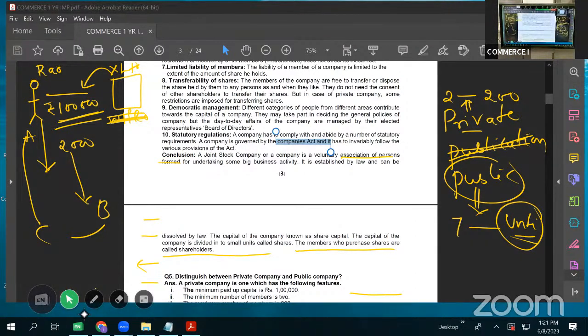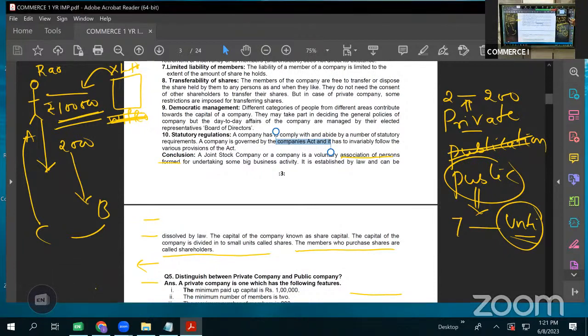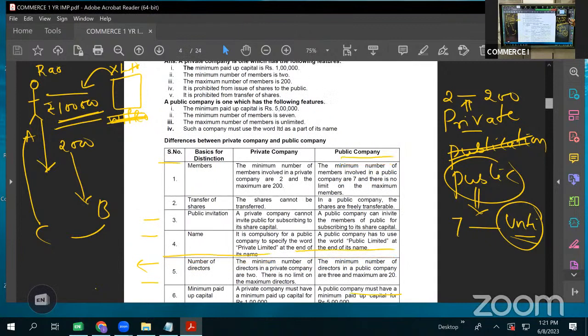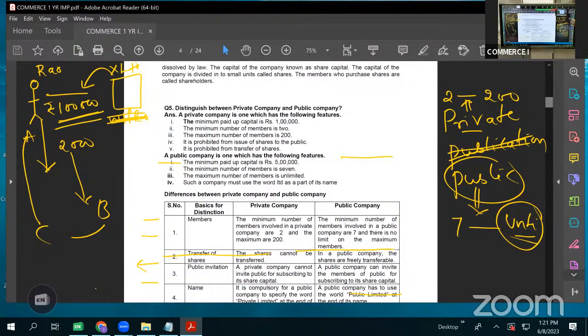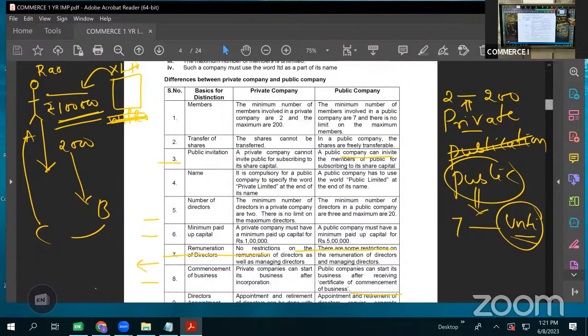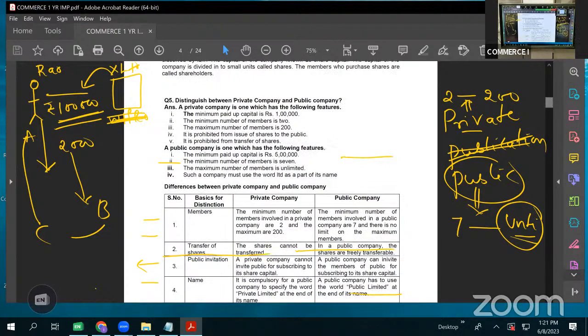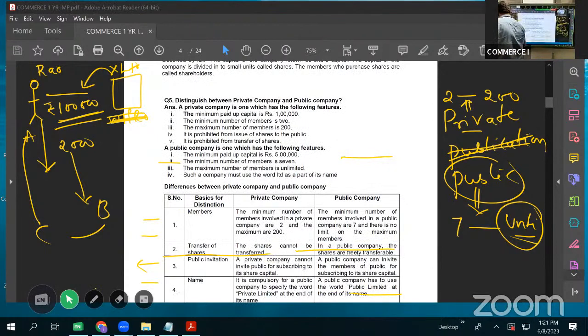Now let us go to the next question, that is distinguish between. I told you, broadly speaking, companies are divided into two. One is private, one is public. Very important question. Let us see the differences. Let us see what is the difference between a private company and public company.